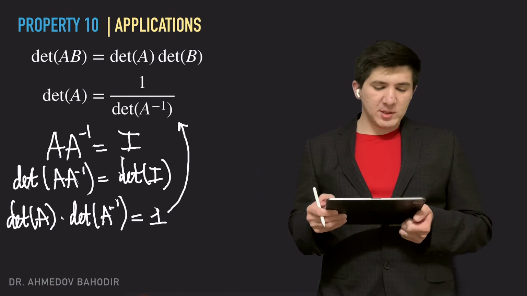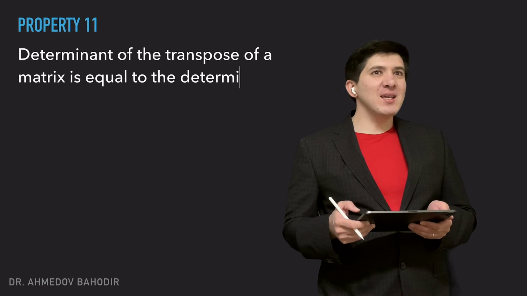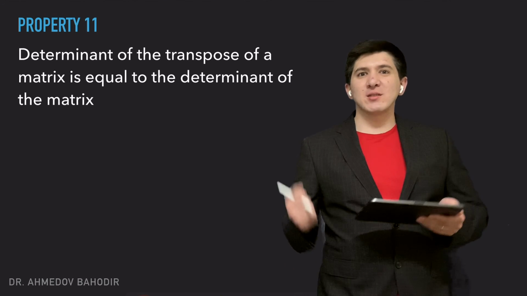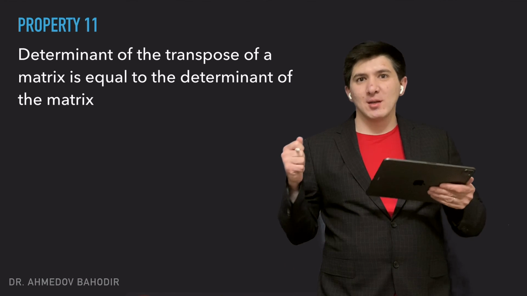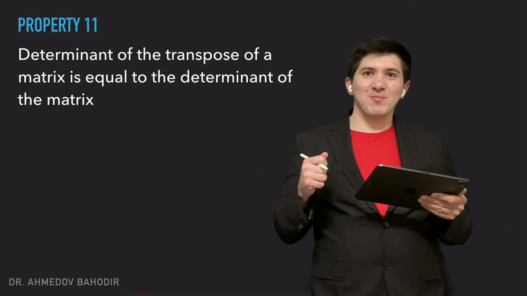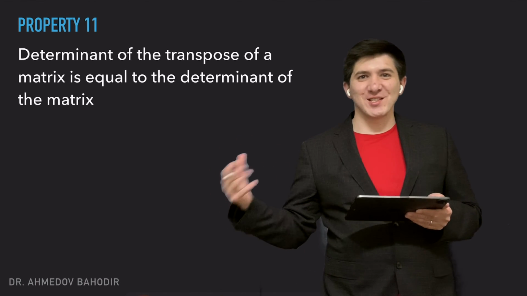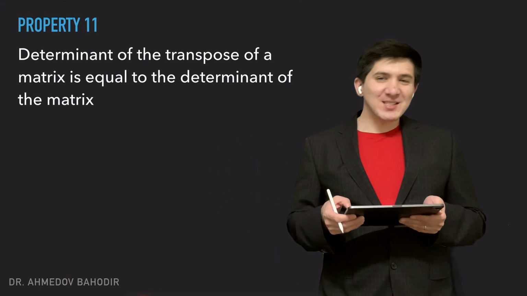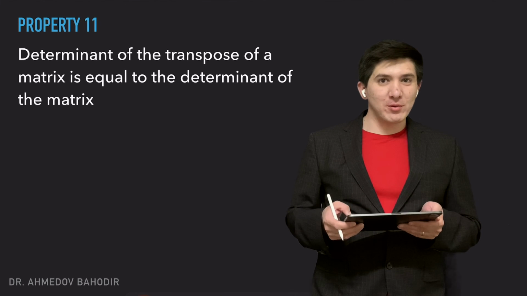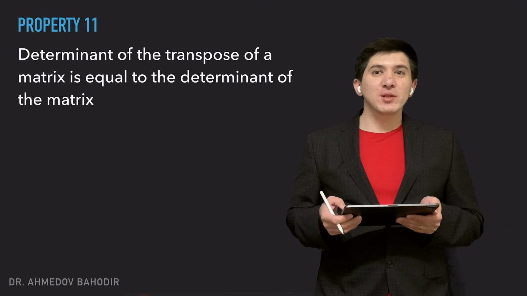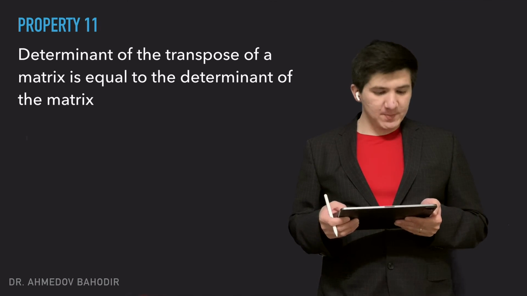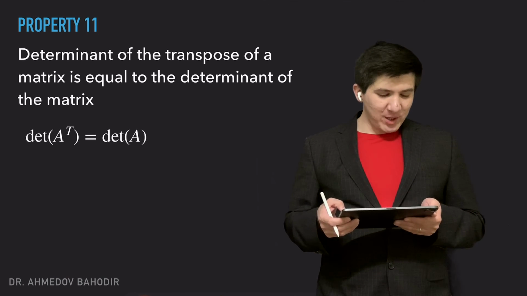And the last property, 11, is really important because it doubles the strength of all of these 10 properties. It just increases the efficiency of all of these properties. It tells you that the determinant of the transpose of a matrix is equal to the determinant of the original matrix. Okay, so we can write it like this.